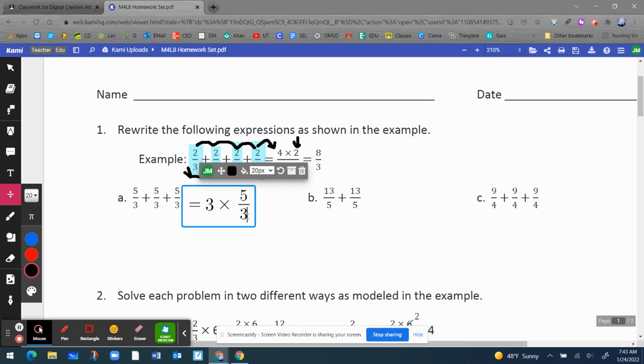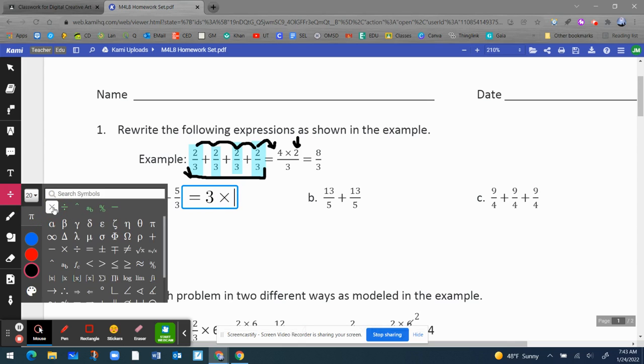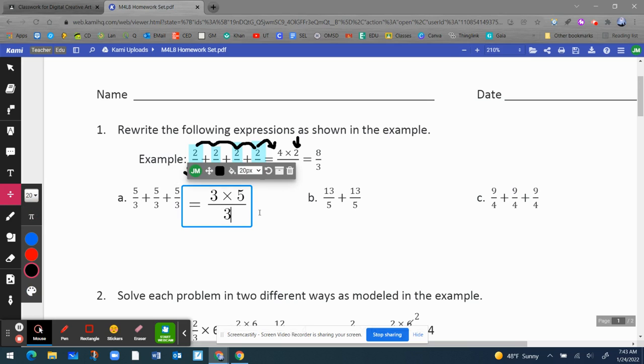Okay, and let me see if I can do this just the way they had it there. So that's going to be a multiplication. I think I'm going to do multiplication right here. Let me do this times. Then the number 3 times 5, and this is going to be divided by the same denominator, which is 3. Okay. So now, as you can see, we created a multiplication from that, and we can now find the product of it. 3 times 5 equals 15.